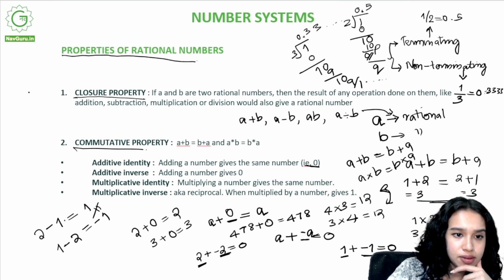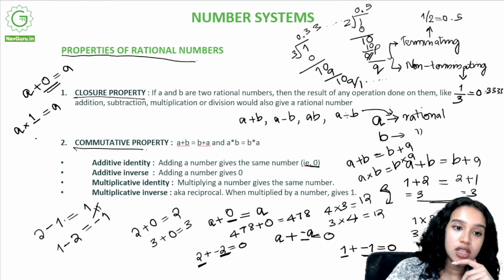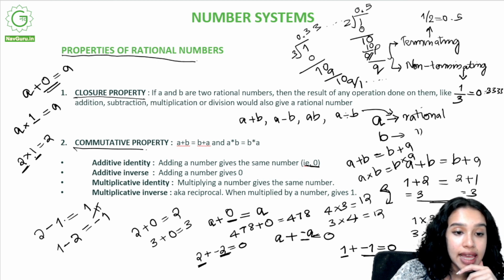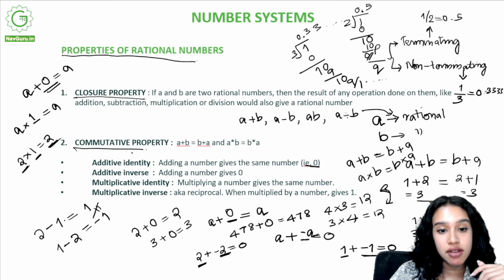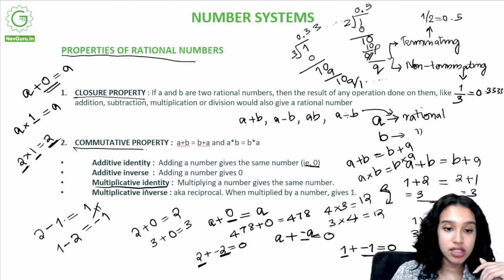So first of all, a plus 0 equal to a. 0 is the additive identity. But what is a into a number equal to a? So what should be this number? It should be 1. So I'm saying 2 into 1 equal to 2. So multiplying 1 with any number gives me that number itself, and that is called the multiplicative identity.